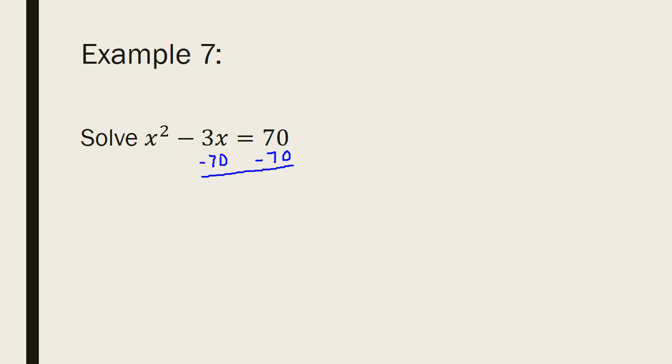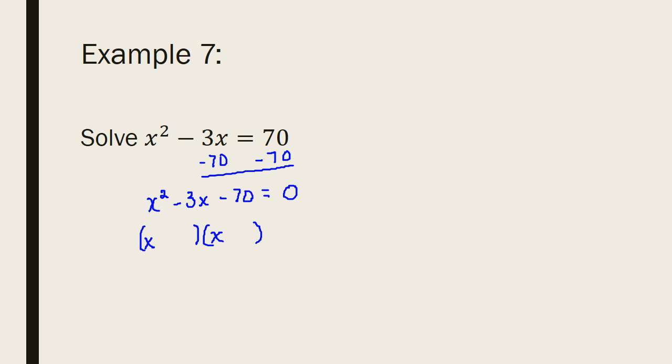So we look over on the left side, and none of those are like terms, nothing that we can combine. So I'm going to write x squared minus 3x minus 70. We're going to keep it in that standard form, equals 0. Our second step is to factor. So let's look at the left side, do our two sets of parentheses, and factor. So we're looking for two numbers that multiply to give us negative 70 and add to give us negative 3.